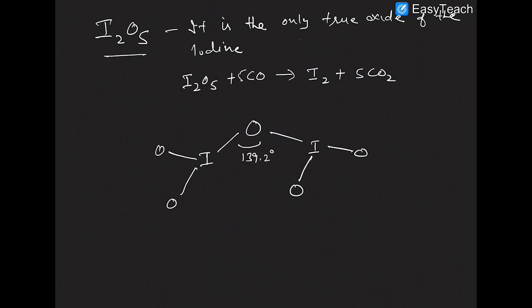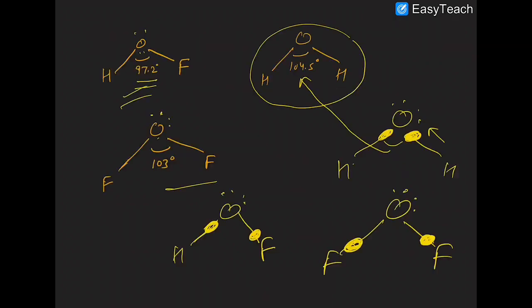I2O5 is the only true oxide of iodine. I am repeating once more, it is the only true oxide of iodine. I2O5 when reacting with carbon monoxide takes out all the oxygen from the iodine, and what you have is pure iodine and 5 moles of CO2. Look at the bond angle here. Sure about that or not?